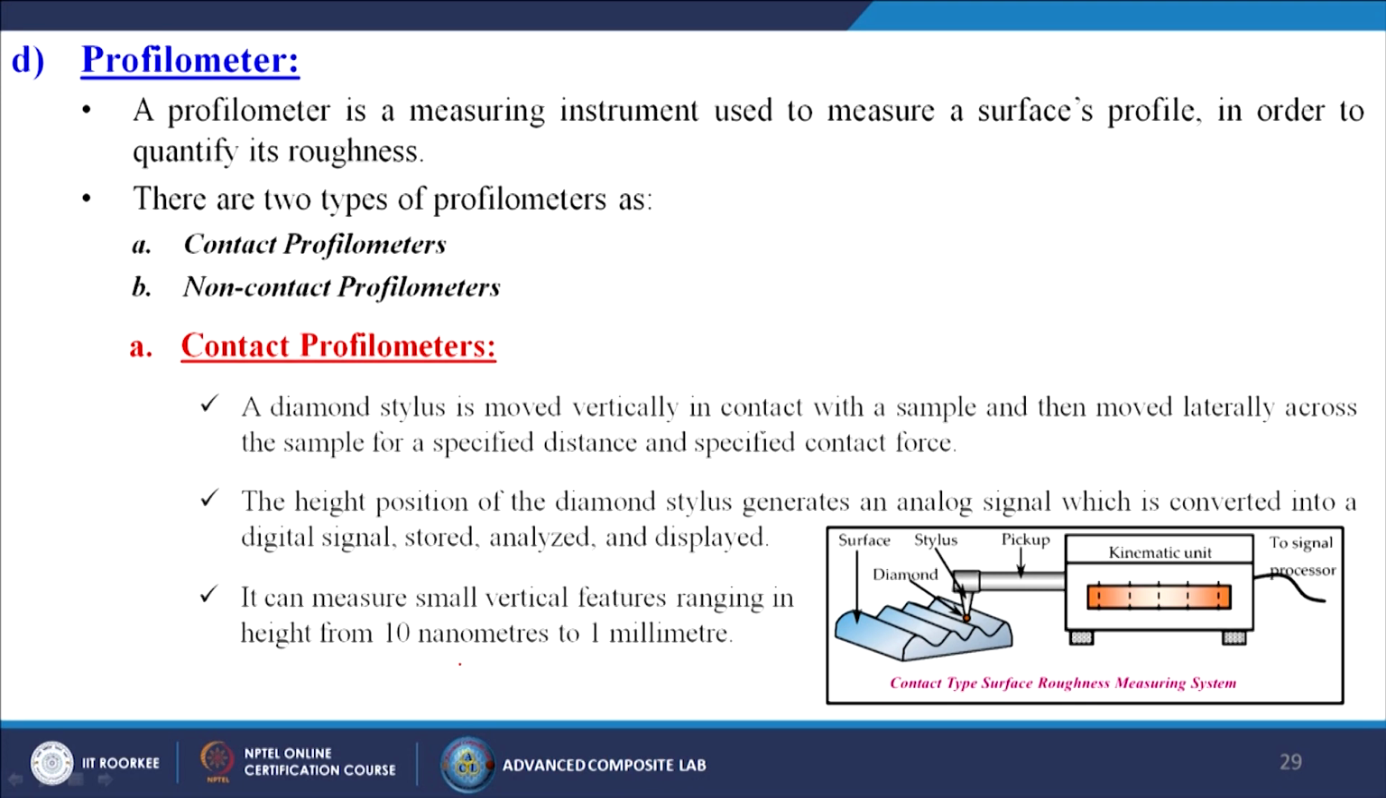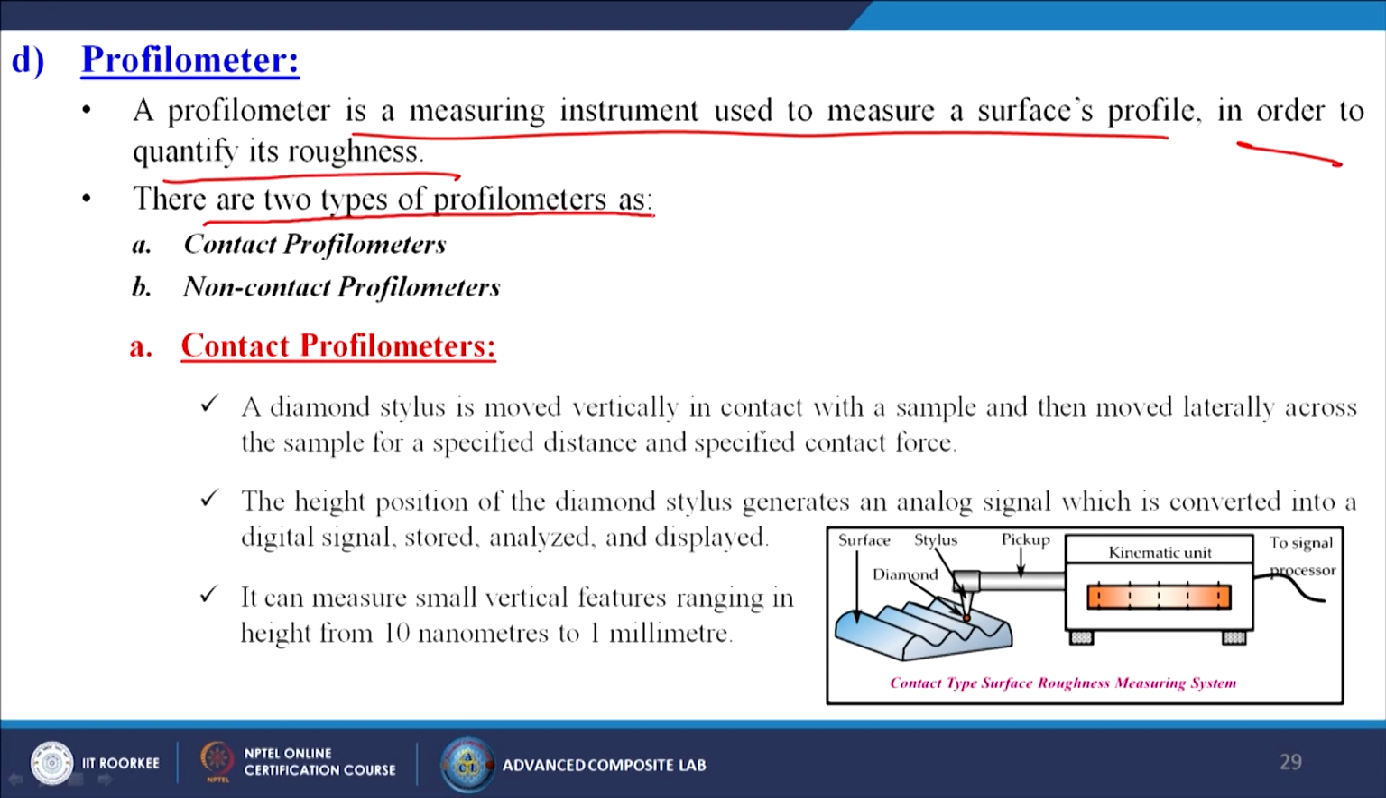This is the most precise one, and in most cases nowadays we are using this kind of technique, because the accuracy level of this profilometer is very high, and not only that, it gives you a 3D image and a 2D image, so that we can get the actual surface roughness value and actual data from this particular testing. A profilometer is a measuring instrument used to measure a surface profile in order to quantify its roughness.